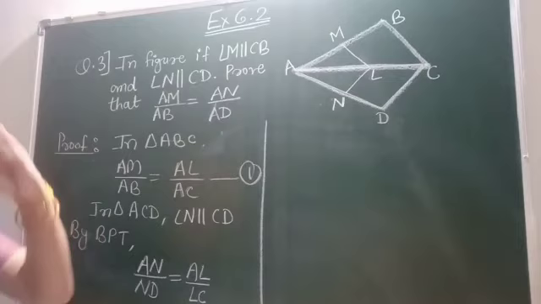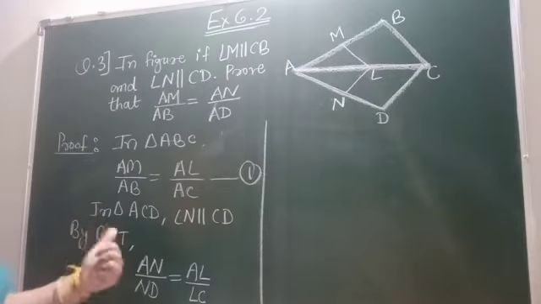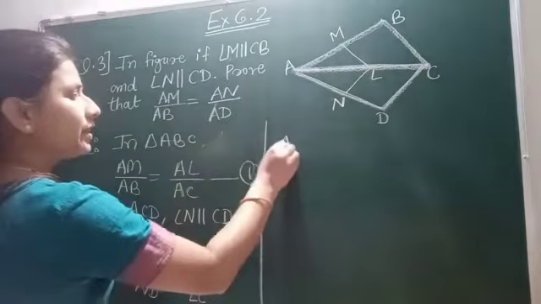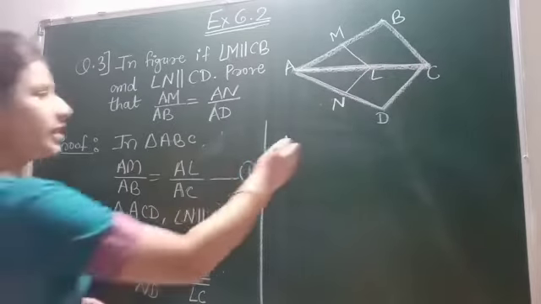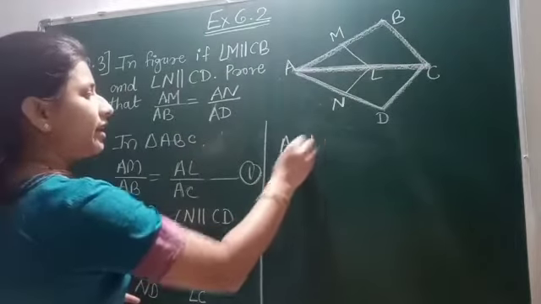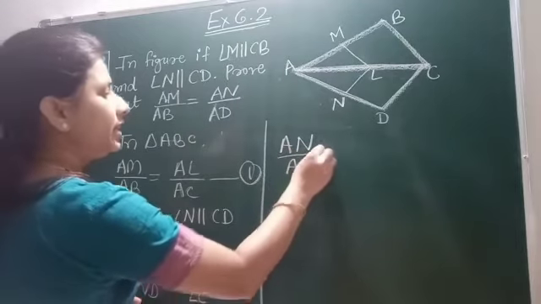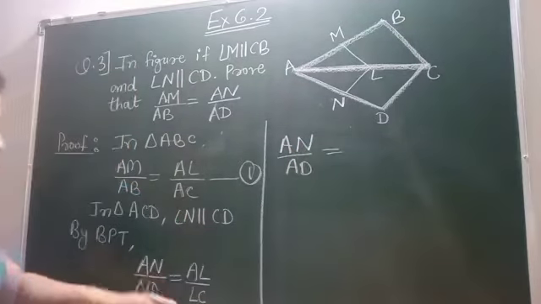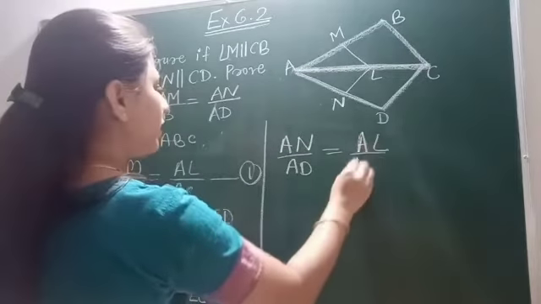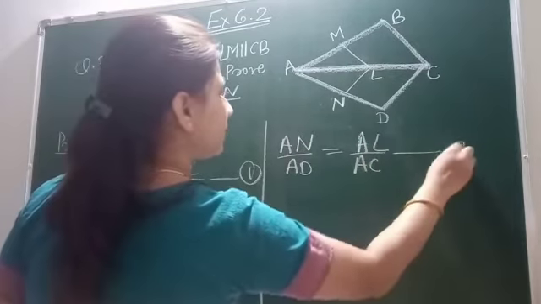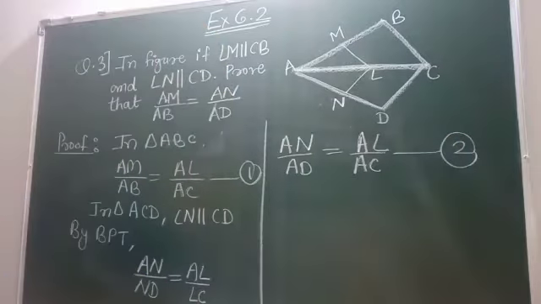We will get a second equation. What will be that second equation? Yes, AN upon AD equals, in the right hand side, we will get AL upon AC. Okay, this one is our second equation.